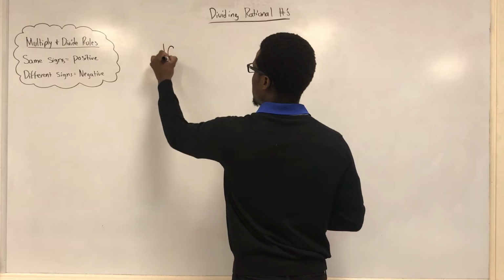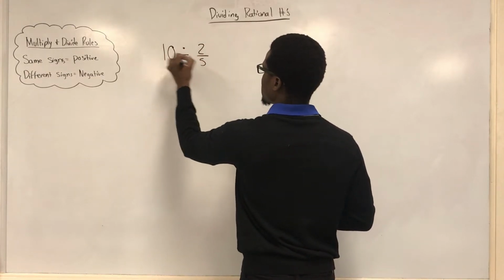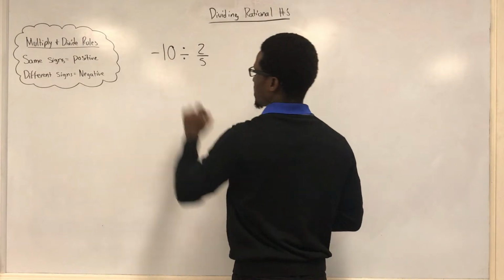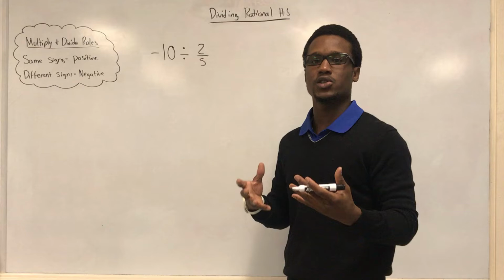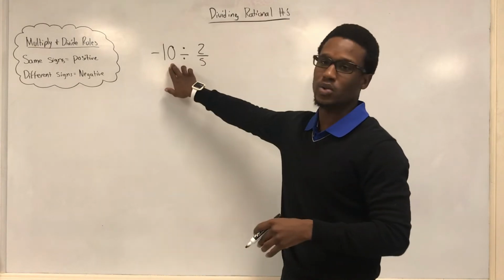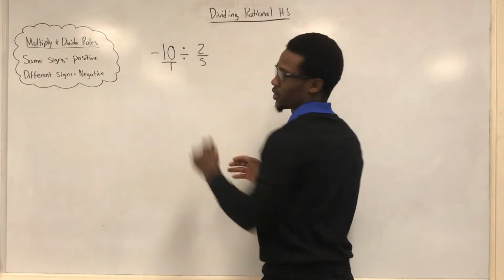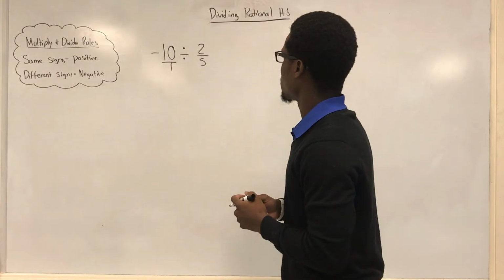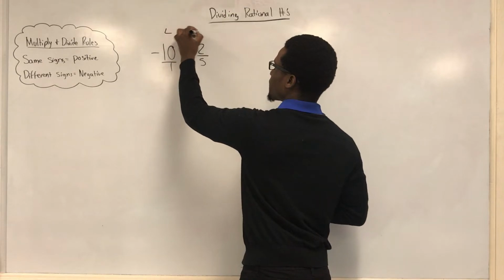So let's say we have 10 divided by 2/5. And let's just go ahead and make this a -10. -10 divided by 2/5. Okay, so the first thing we need to do is, of course, turn this 10 into a fraction. And how do you turn a whole number into a fraction? You just put a 1 under it. That's it. Okay? So let's go ahead and rewrite this, and we're going to leave, change, flip.